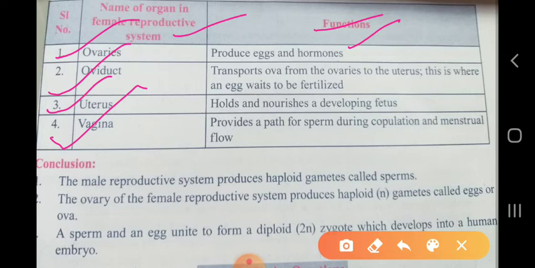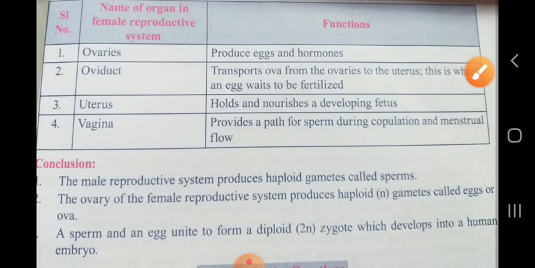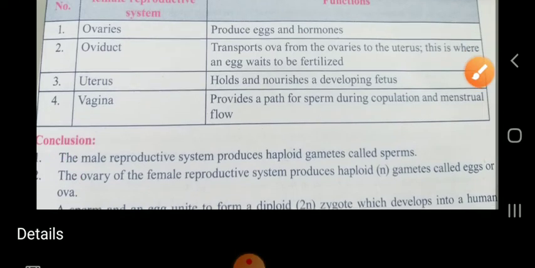Now, what conclusion will we draw, children? The male reproductive system produces haploid gametes called sperm. Second, the ovary of the female reproductive system produces haploid gametes called eggs, and a sperm and egg unite to form a diploid zygote, which develops into a human embryo. This is the conclusion.